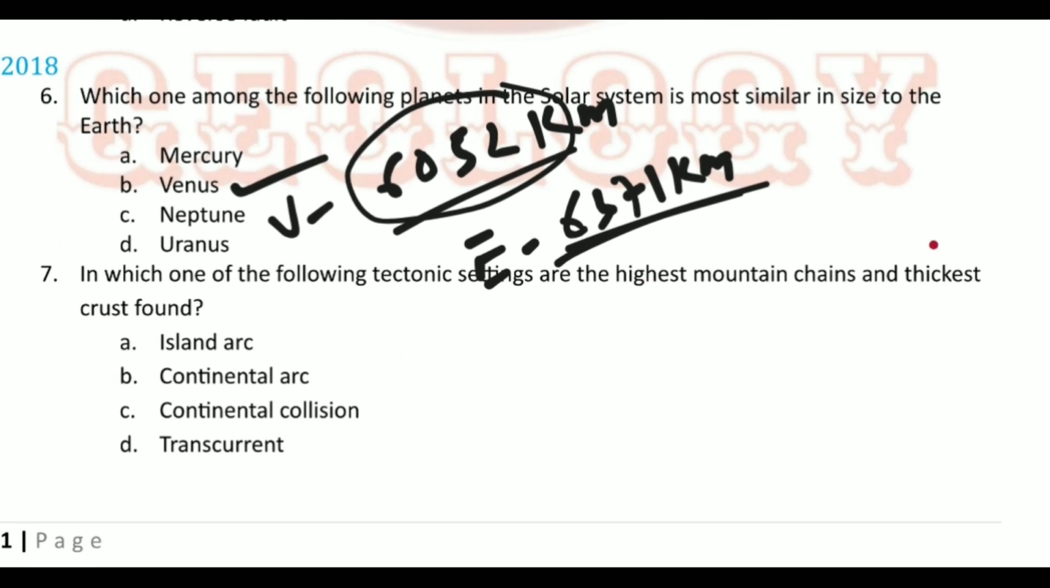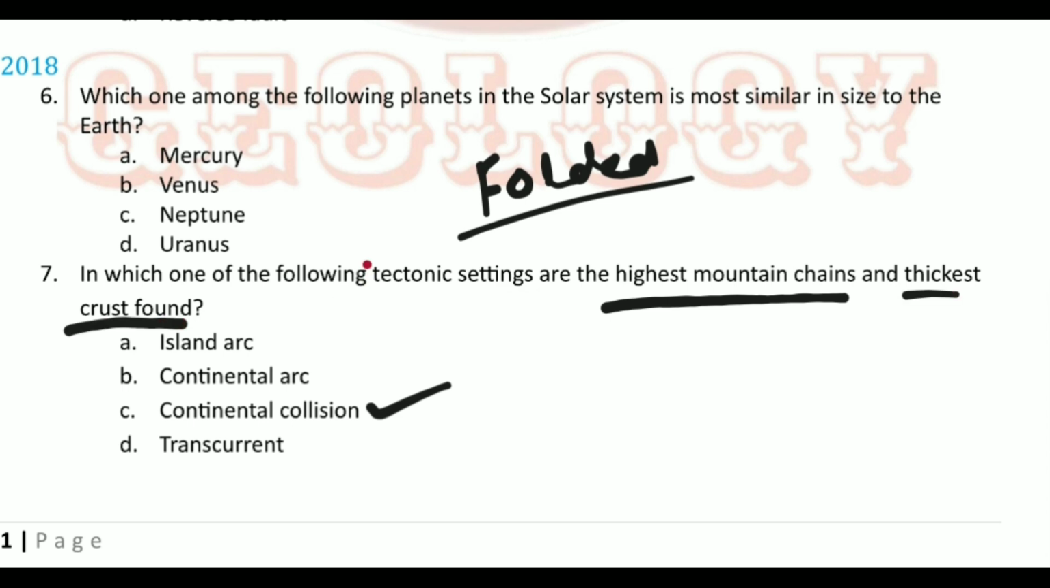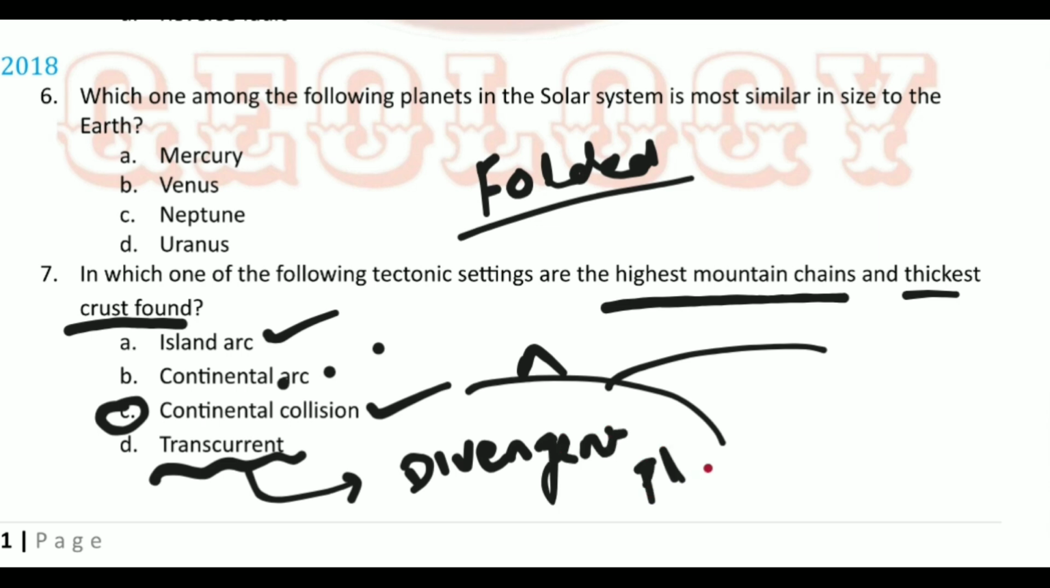Which of the following tectonic settings has the highest mountain chain and thickest crust? Mostly you will get folded mountains in a convergence setting or continental collision setting. In continental collision, a sea will be destroyed and a mountain will form. In that part you will get the highest mountain chain and the crust will also be thicker because of the presence of mountains. The answer will be continental collision. Then island arc is produced by the same convergence setting, but it is ocean convergence. Island arcs are formed in ocean-ocean convergence. Continental arcs are formed in ocean-continent convergence. Then transform fault is related to a divergent plate boundary.